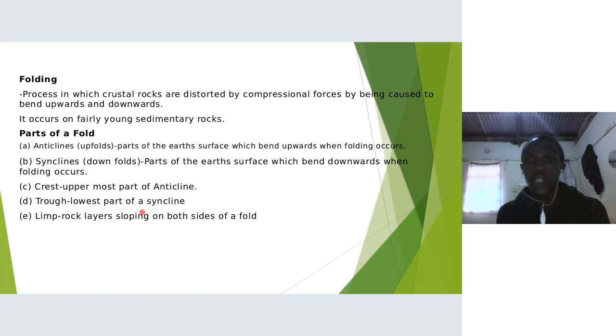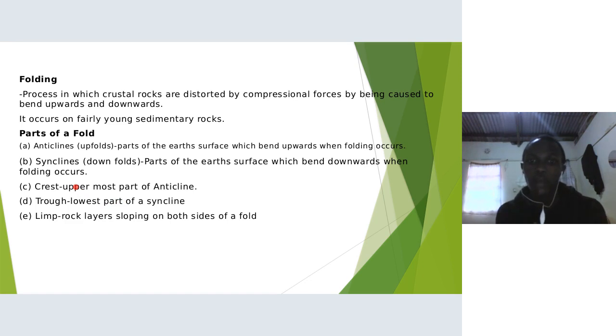Class, what is folding? Folding is the process in which crustal rocks are distorted by compressional forces, causing them to bend upwards and downwards. It occurs on fairly young sedimentary rock. Having known the definition of folding, let's now look at the parts of a fold.